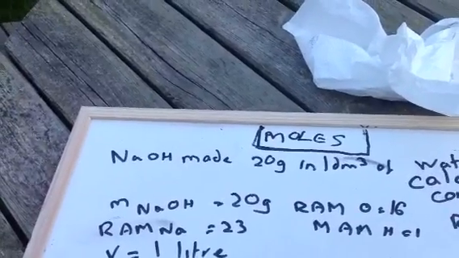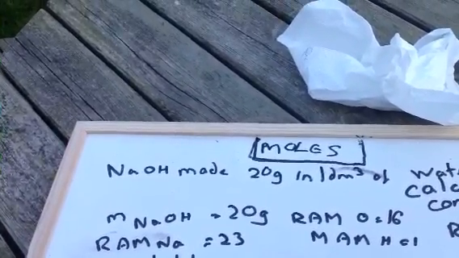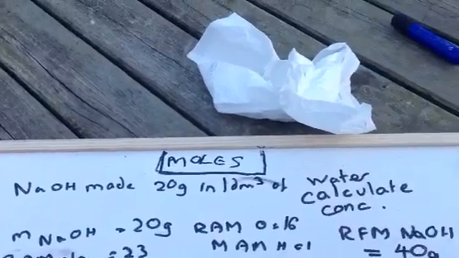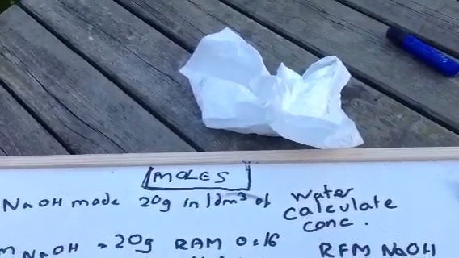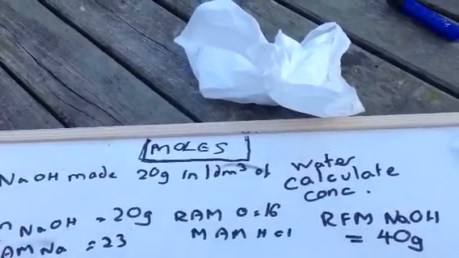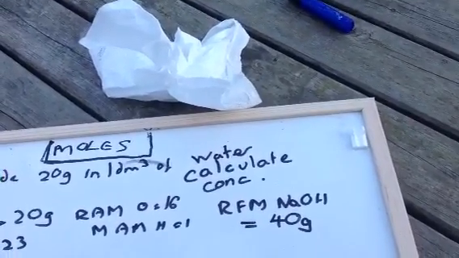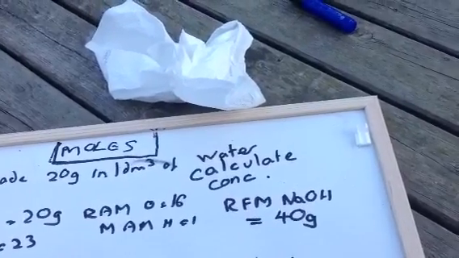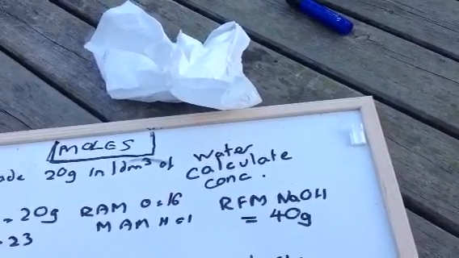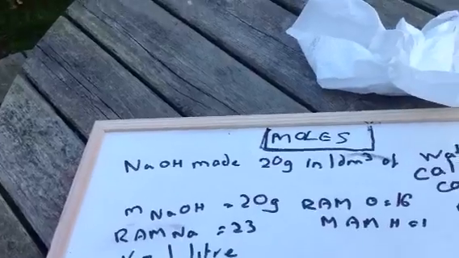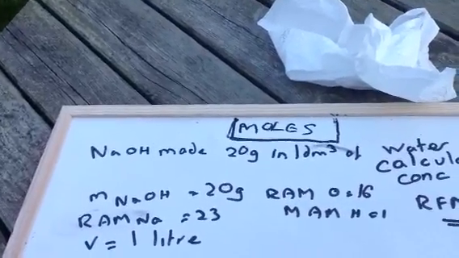Okay, we know from our periodic table that the relative atomic mass of sodium is 23, the relative atomic mass of oxygen is 16, the relative atomic mass of hydrogen is 1, and therefore adding those together we get a relative formula mass of sodium hydroxide: 23 plus 1, which is 24, plus 16, which is 40. Okay, and we also know that the volume that we have is 1 litre.